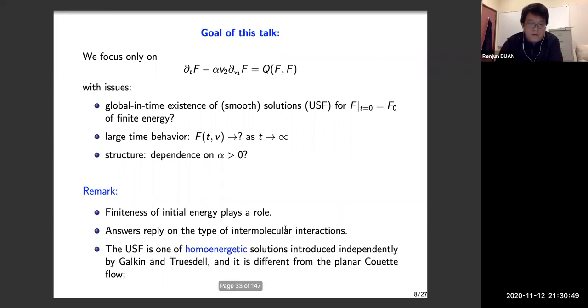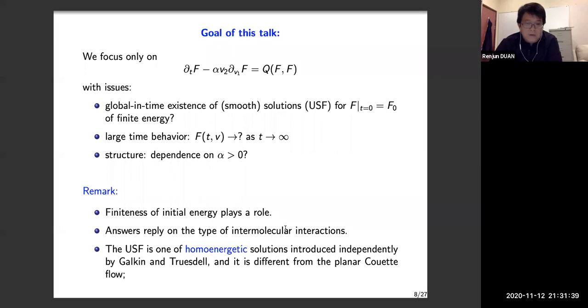Later on, I will make it more precise. And also, this uniform shear flow is just one kind of homogeneous solution that was introduced independently by Galkin and Schustel very long time ago. They did a lot of study for the computation of this kind of homogeneous solution for the Boltzmann equation and also for very general forms. So the solution can be very explicit, but for stability and also instability of those kinds of solutions, the mathematical study seems quite few.